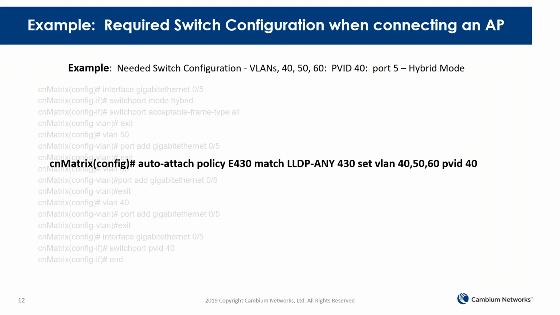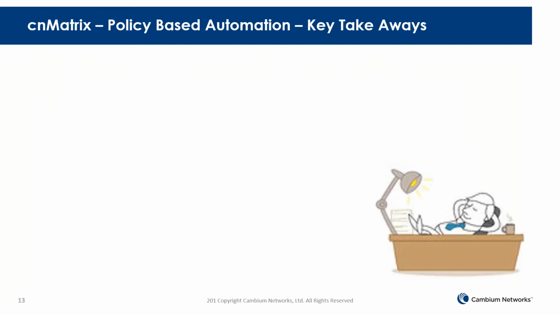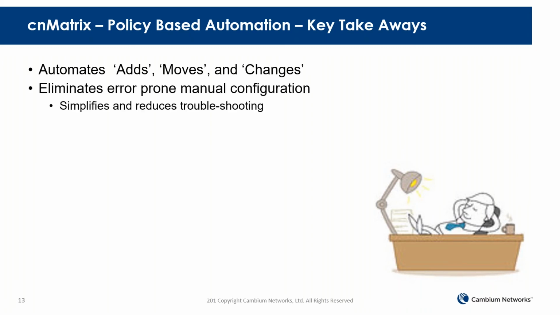Now, instead of using a CLI command to create the policy, I could create it on cnMaestro. Then it would get pushed down to all the switches in my network. Now I can plug access points, as many as I want, into any port of any switch in my network. Okay, that's PVA for you. And let me quickly summarize. What is it for? It automates adds, moves, and changes of your network. It eliminates the error-prone and time-consuming manual configuration. That bullet right there, the second bullet, is probably the most important.